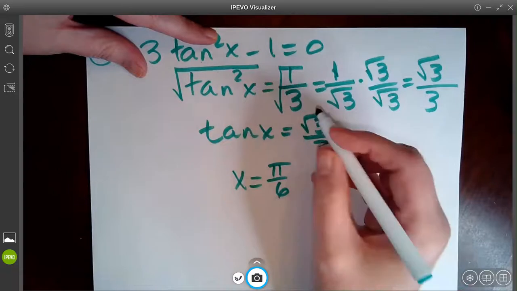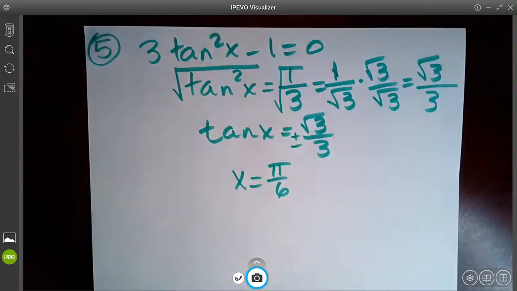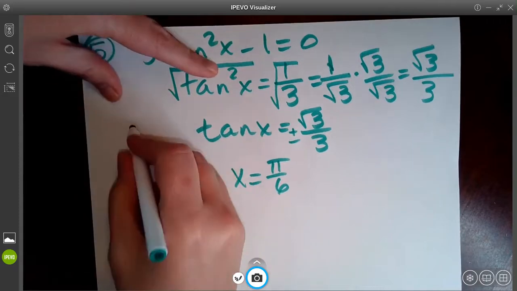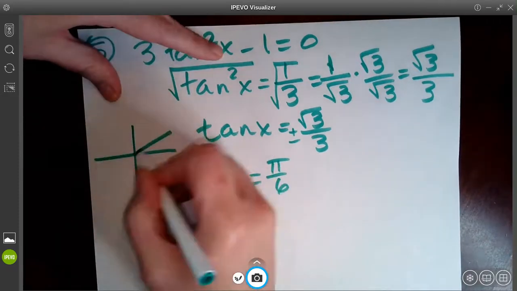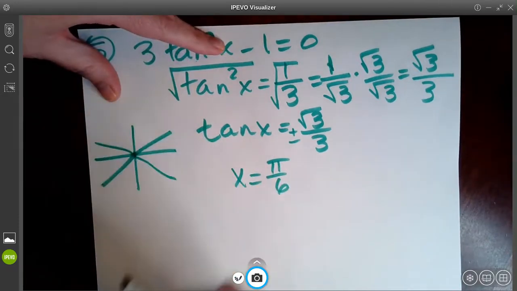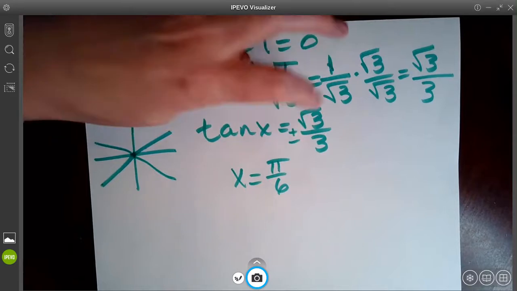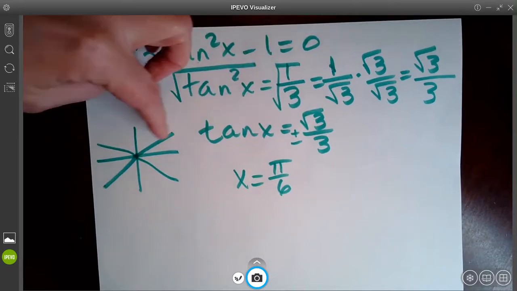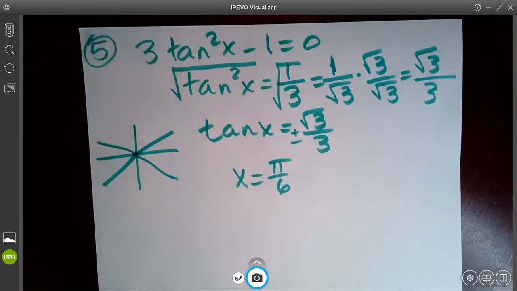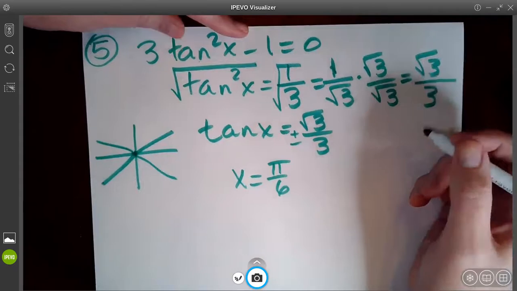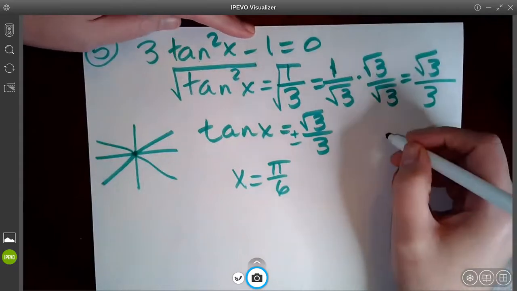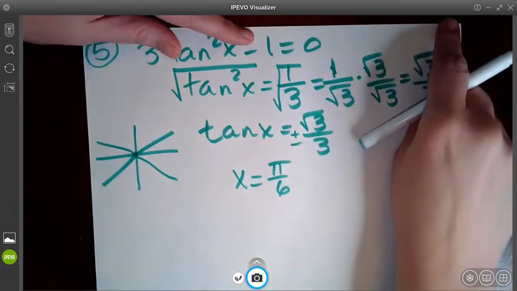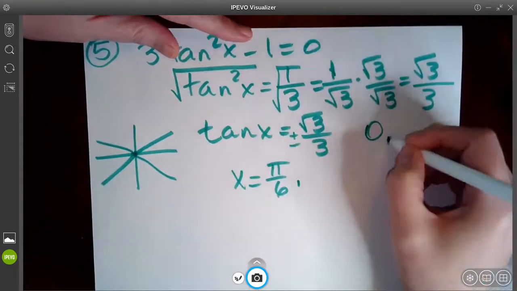Now, because we took the square root of both sides, I almost forget this. We are going to have to put plus or minus, right? Because anytime we take the square root of both sides, we have to put plus or minus. So that means I want everywhere on the circle where tan is equal to square root of 3 over 3, which are all of these angles that have a reference angle of pi over 6. So I need pi over 6 as my reference angle in all 4 quadrants. And again, we're just doing from 0 to 2 pi here.